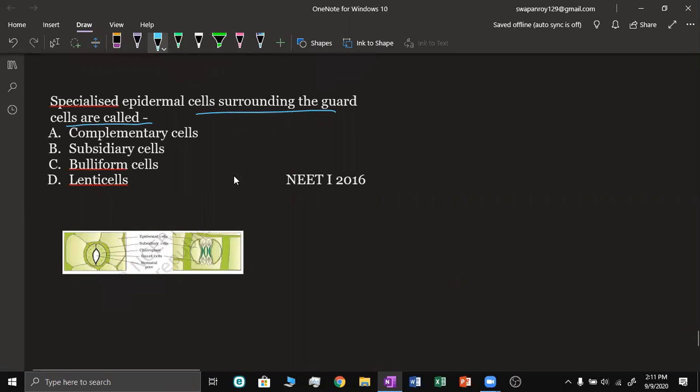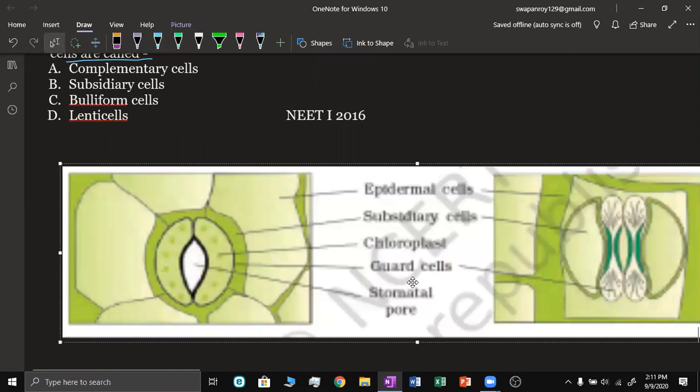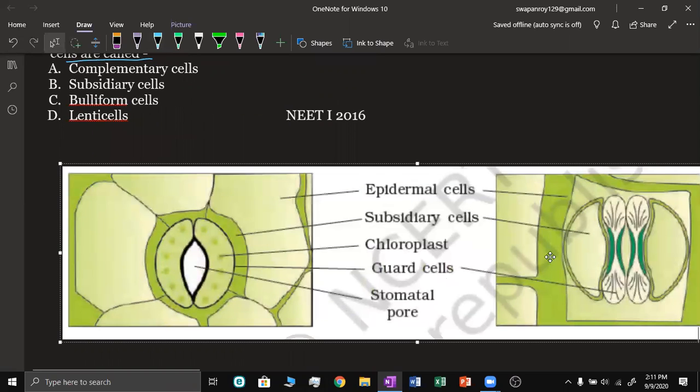Next one: specialized epidermal cells surrounding the guard cells are called what? Say these are the guard cells. Here you can see the diagram, very big. This is the guard cell. This one is a normal dicot plant, and this is the guard cell of monocot grasses. Here in the dicot, the guard cell is kidney shaped or reniform. But here it is dumbbell like.